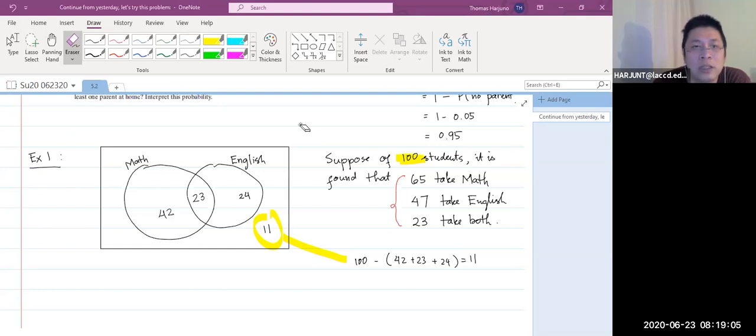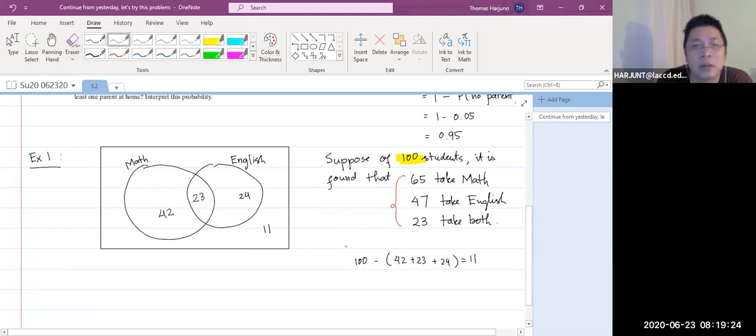So notice that this Venn diagram then satisfies that there are 100 students, 65 take math, 47 take English, and 23 take both. Okay. Let me erase this. Maybe I circle this with red. That's the one not taking math nor English.